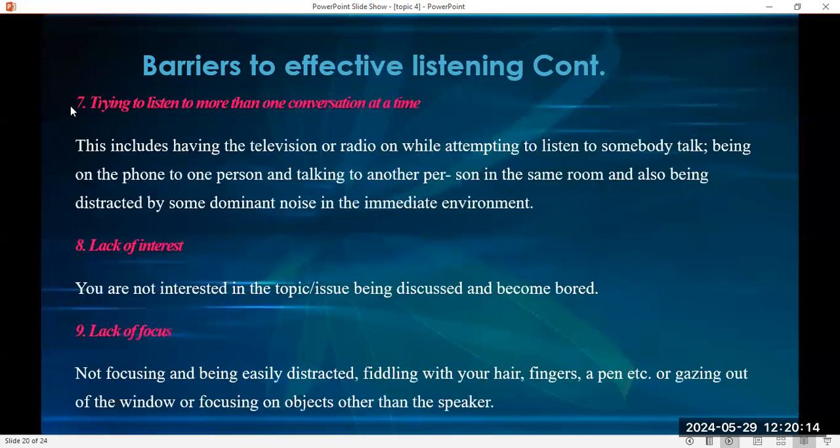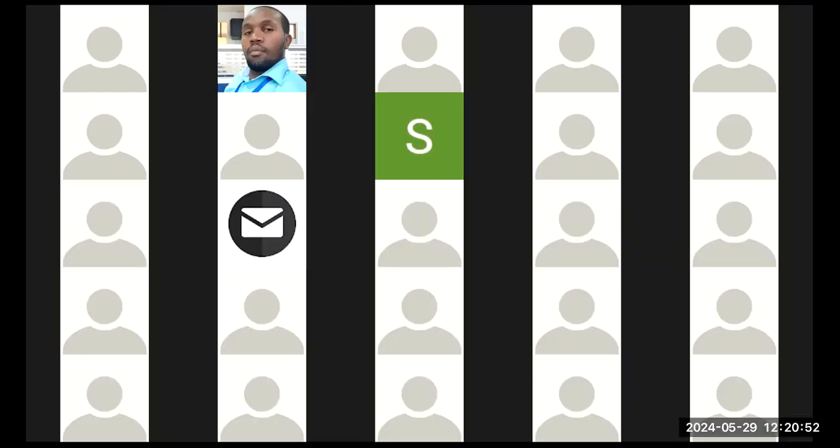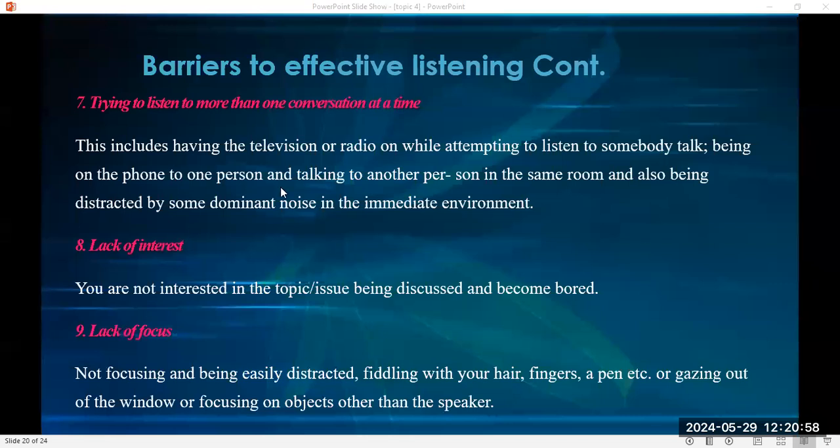Another barrier to effective listening is trying to listen to more than one conversation at a time. For example, John is speaking here, Roge is speaking here, Wangari is speaking here, and you are in the middle, trying to listen to all of them at the same time. That is a barrier to effective listening.